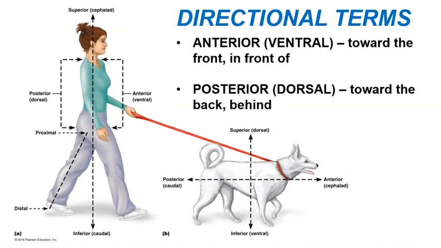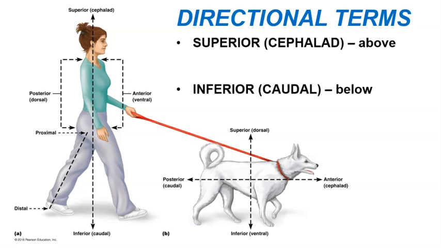Also from anatomical position, we can give directional terms that will help us describe where specific body parts are with respect to others. The term anterior means towards the front, and the word ventral can be used interchangeably with the word anterior. So either anterior or ventral are the correct term for describing an object or a structure that is in front of something else, or towards the front of the body. Posterior means toward the back or behind, and the word dorsal can be used interchangeably with posterior. Superior or cephalad means above, while inferior or caudal means below.